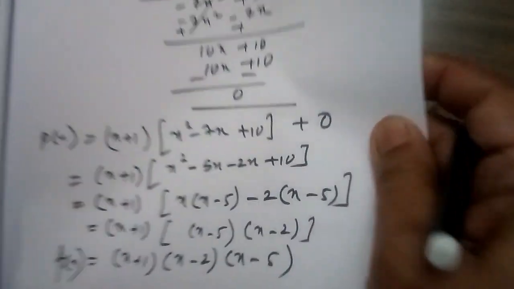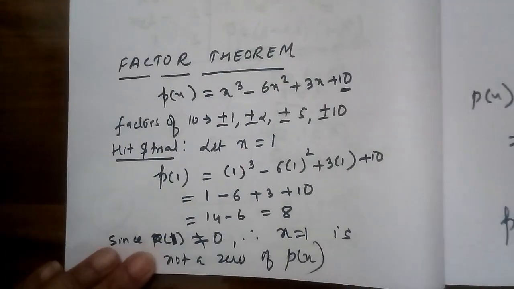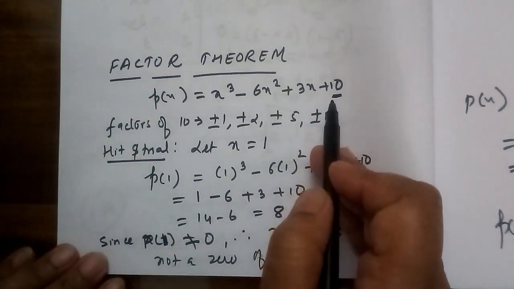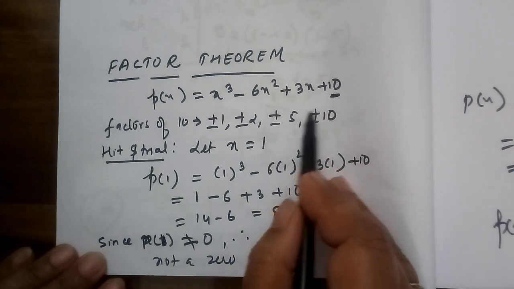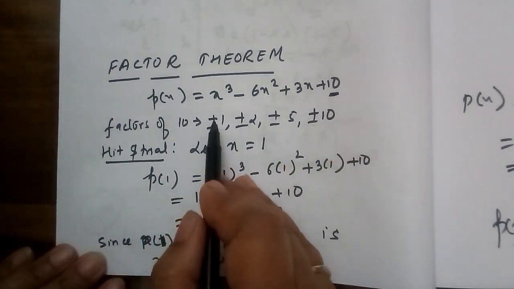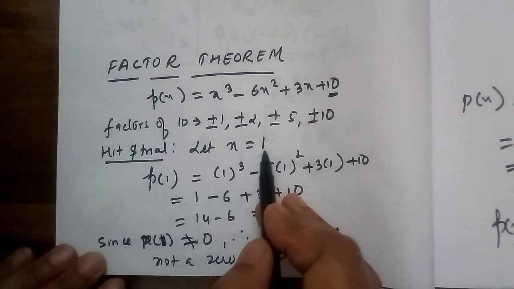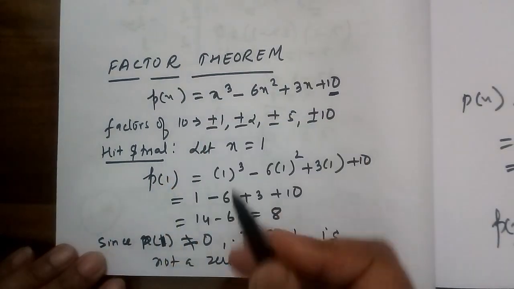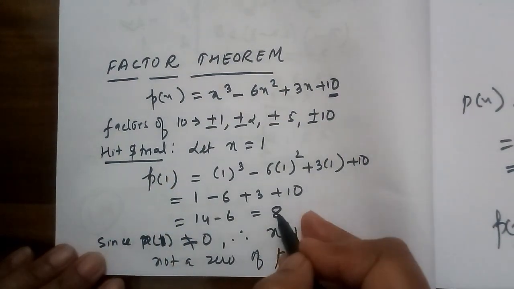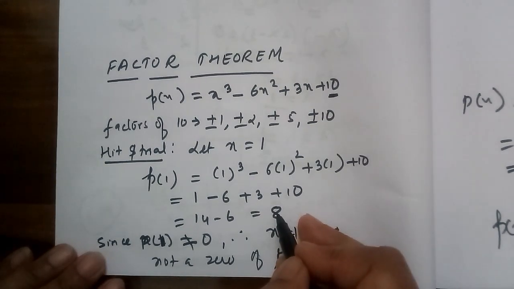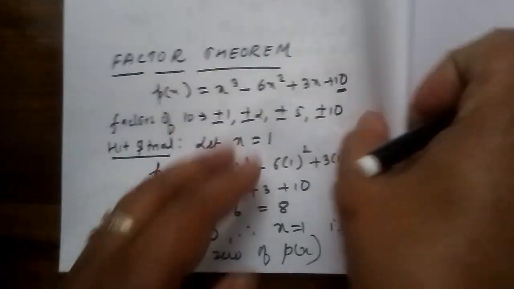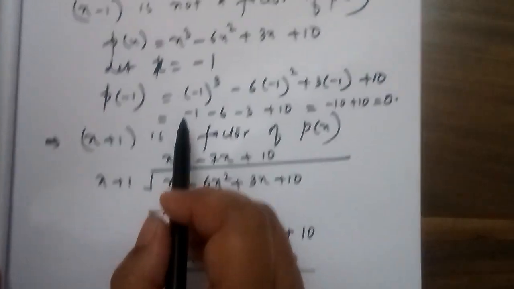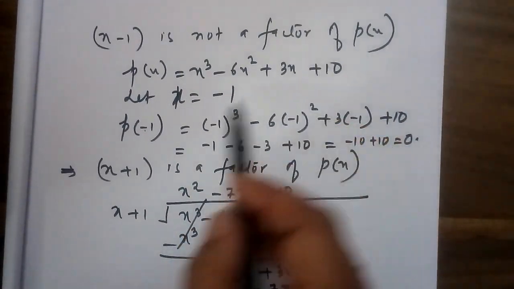So I very quickly recapitulate the entire process. The first step was you'll be given a polynomial, you write it in the standard form. Then you find all the factors of the constant term. Out of all these factors, you pick up any one. I picked up x equal to 1. I put it in p(x), I solved it. If I get a 0, that becomes a factor. If I don't get a 0, it doesn't become a factor. So since p of 1 was not giving me a 0, therefore x minus 1 was not a factor of the given polynomial.